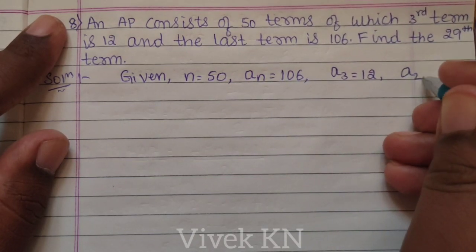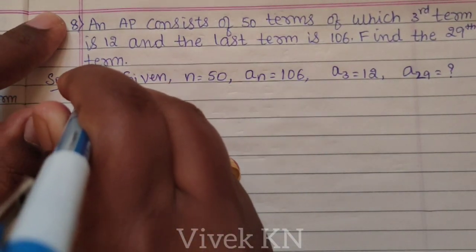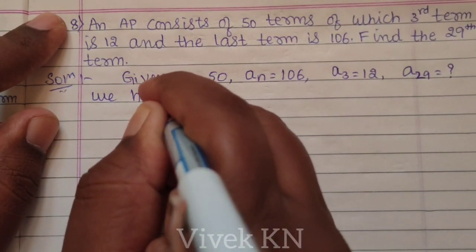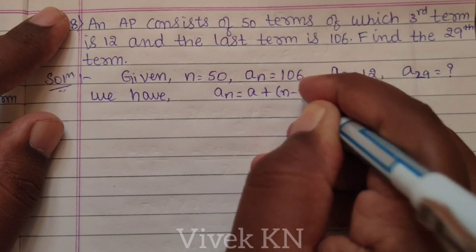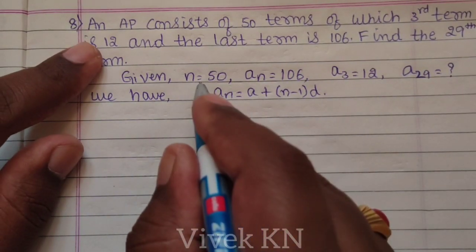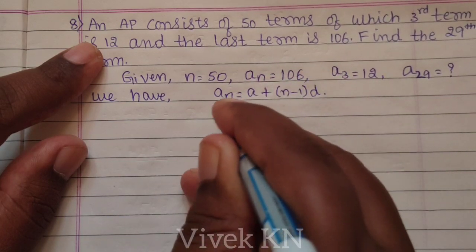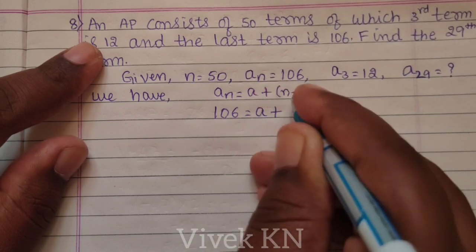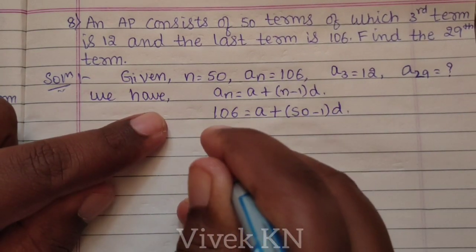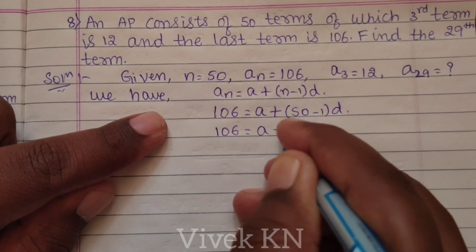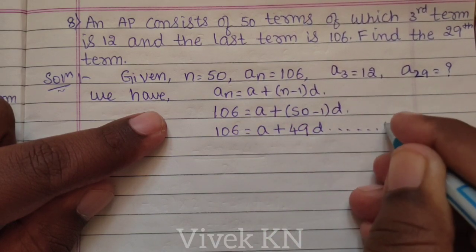That is A29 is equal to question mark. We have nth term formula: An is equal to A plus n minus 1 into D. Substituting the value of n and an in this formula, an value is 106 is equal to A plus value of n is 50, 50 minus 1 into D, that is 106 is equal to A plus 50 minus 1 is nothing but 49 into D. This is equation 1.